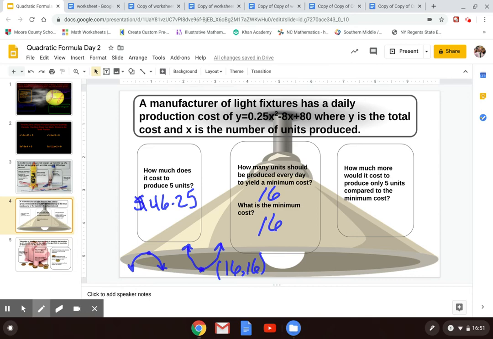All right, so what I just found there is my minimum point. To yield the minimum cost, I need to produce 16 units each day. And the minimum cost of producing 16 units is going to be $16. All right, so that just worked out to be 1-for-1. So the last problem says, how much more would it cost to produce only 5 units compared to the minimum cost? So to produce 5 units is $46.25.